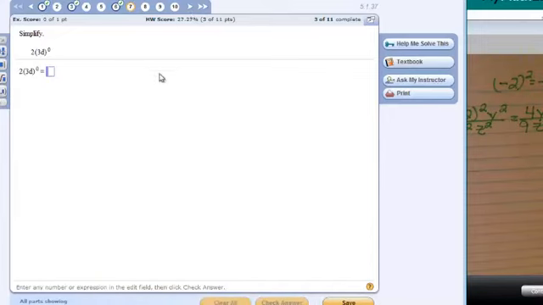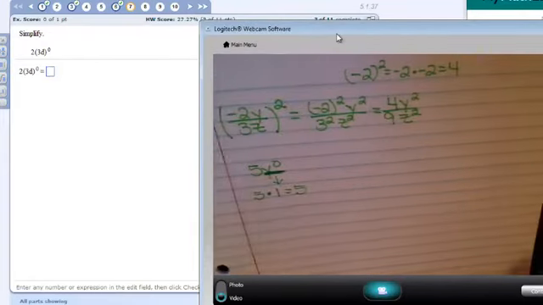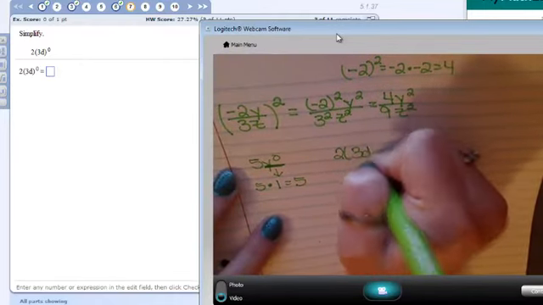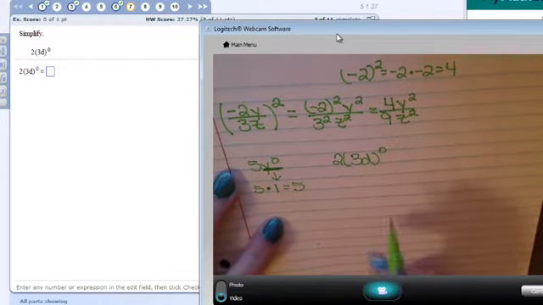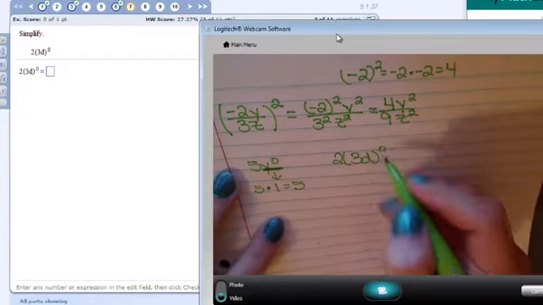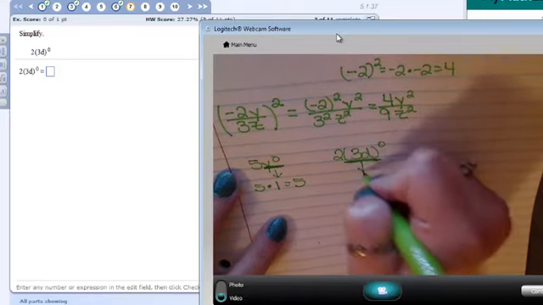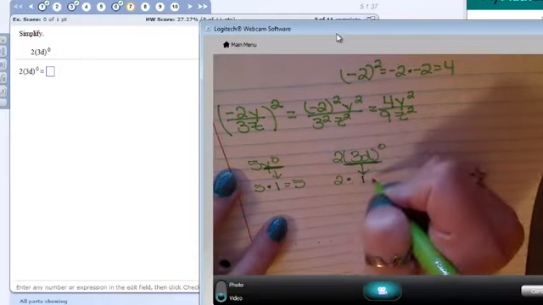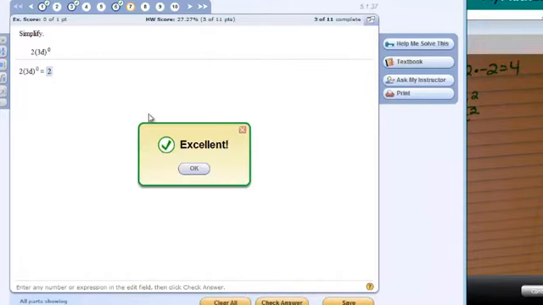Alright, let's do this one. I think you guys have it in you. We have 2 times 3d to the 0 power. Again, this is a 0 power rule. We're just looking to see what is the 0 power affecting. And it's affecting this 3 and this d. So that means all of that is going to be turned into a 1. We still have our 2 out front, so we have 2 times 1, and that equals 2. So we get over here, and we click 2, hit enter. We did it.